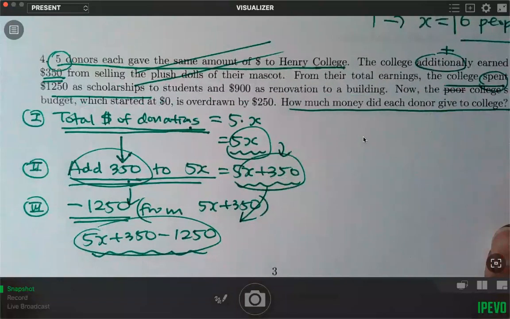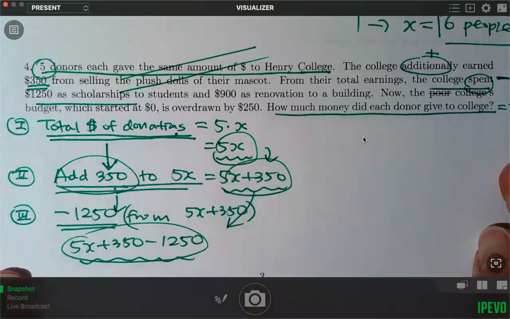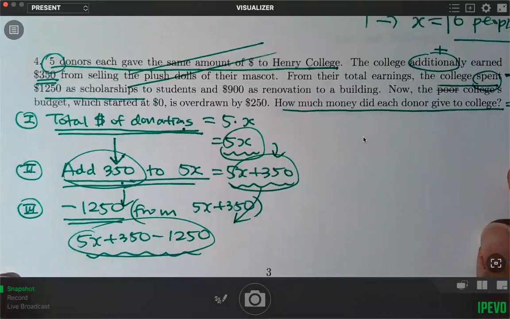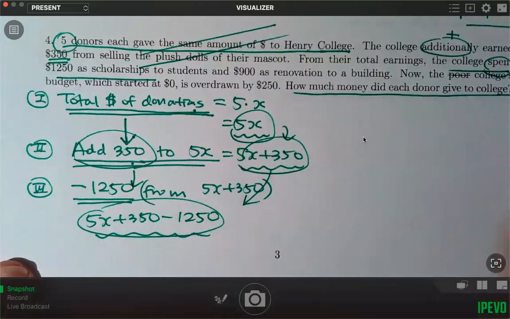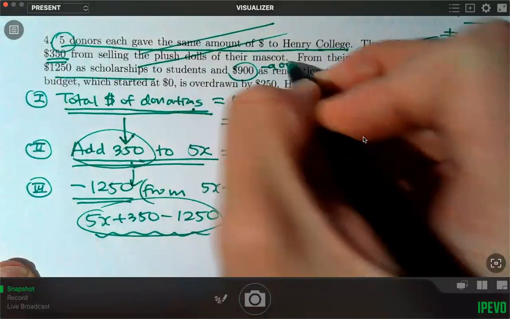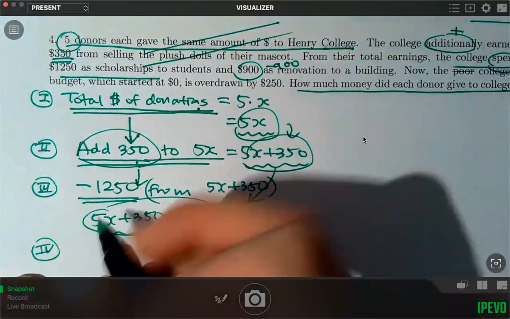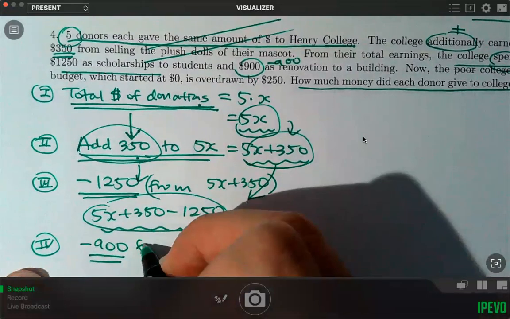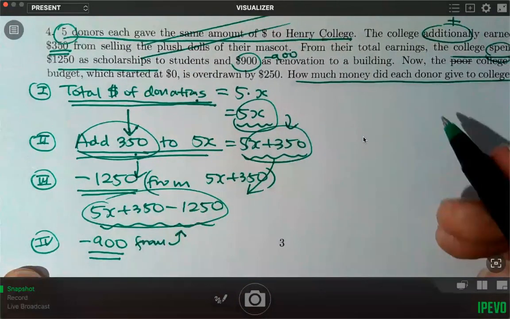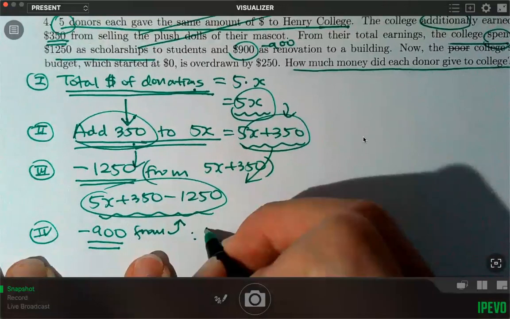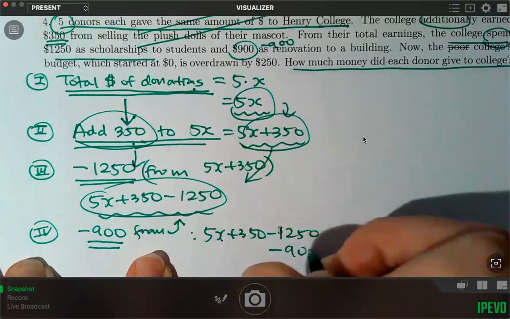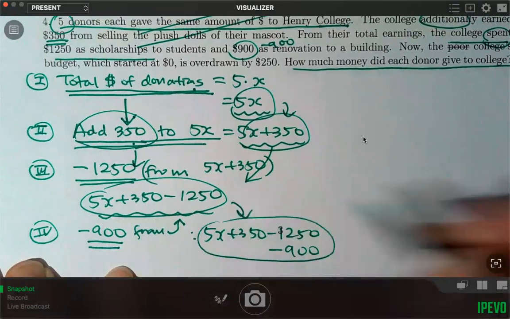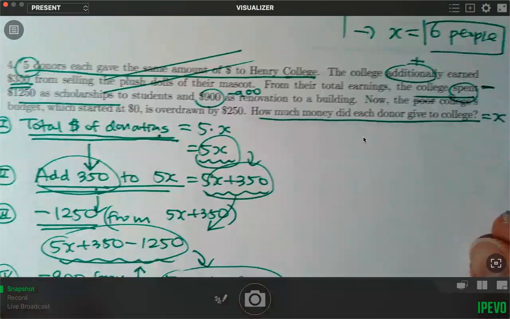And now, what else does it say? It also spent $900 on renovations. What does that mean? Also subtraction, right? So this means minus 900. Okay, so step number 4, subtract 900 as well. From where? Here, right? So what do you have? 5x plus 350 minus 1250 minus 900. Okay, so that's what we have at this point. Now we're done with this sentence.